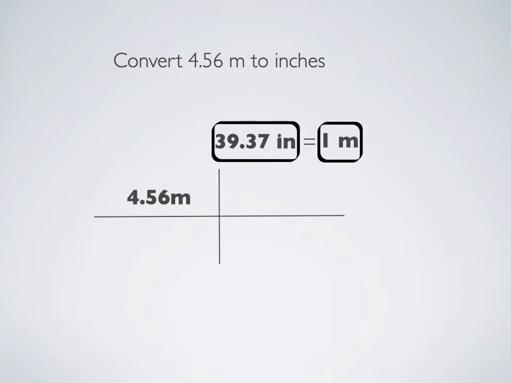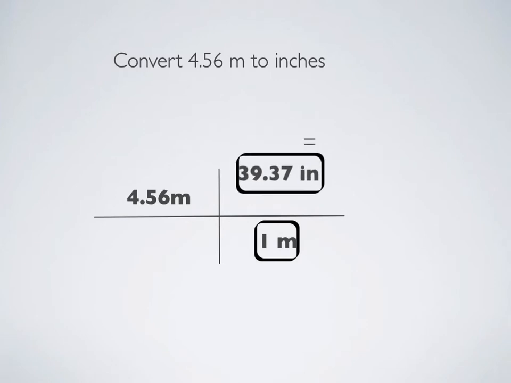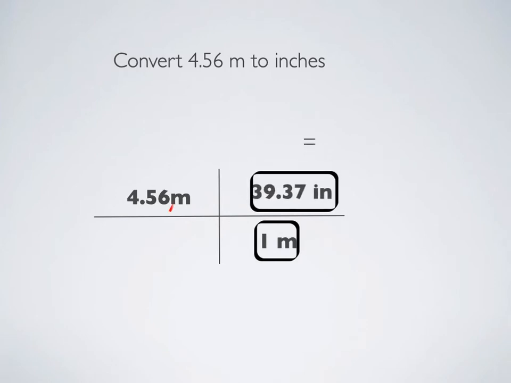Does the meter go on top or on bottom? Well, this is similar to the last problem. Since we start with meters, we want to move this game piece to the bottom so the meters cancel out. 39.37 inches goes on top. Your meters are going to cancel. If you plug this number into your calculator, you get this big old mess. But how many significant digits are here? It should count off 1, 2, 3. Whereas if we roll over here, that has 4 significant digits. It's not infinite this time because inches are not defined in terms of meters. So we have to round this off to 3 significant digits.